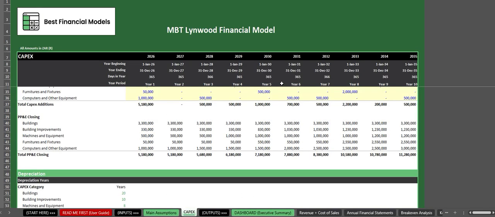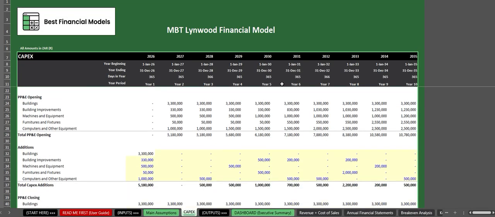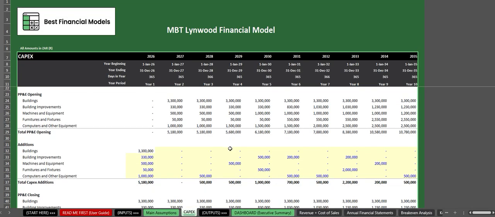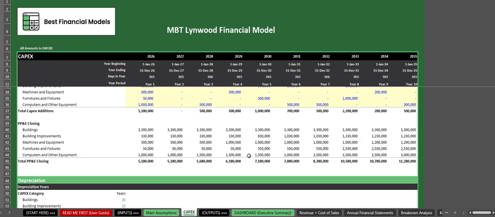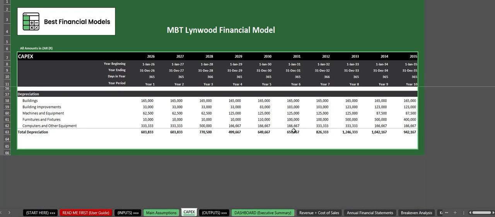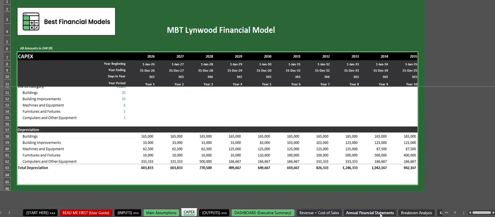CAPEX automatically calculated for you, apart from the input that would be required from you if there are any additional CAPEX that are added over the 10-year period. This will then automatically update your CAPEX schedule or your PP&E schedule. Depreciation, as you can see, automatically calculated for you. So this then provides you with the outputs.